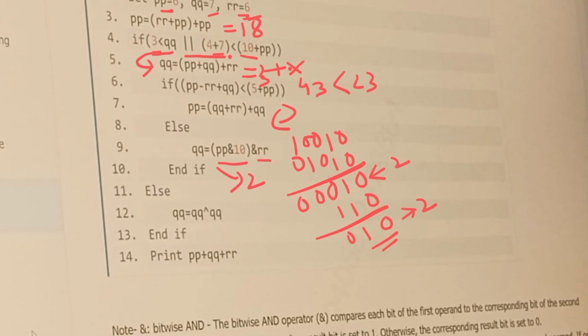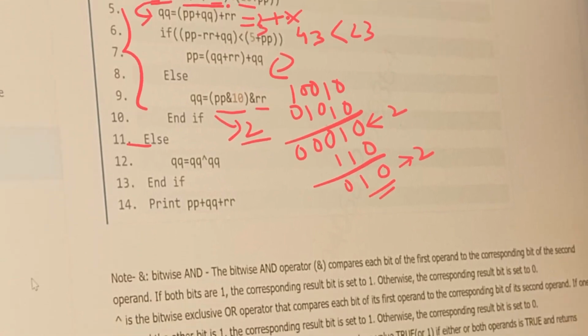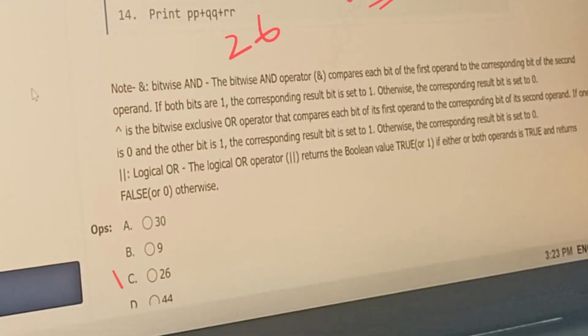We have to go outside of that if block because we have calculated the if block, so we don't have to check this else block. Now just print p plus q plus r. The value of p is 18, q is reinitialized as 2, and r is 6. So 18 plus 2 is 20, and r is 6, so the value is 26. I hope you understood. Let me check if 26 is in the options. As you can see, option C is the correct answer.